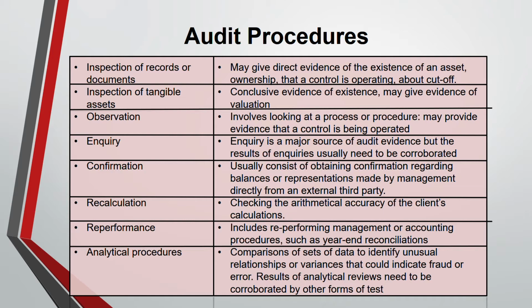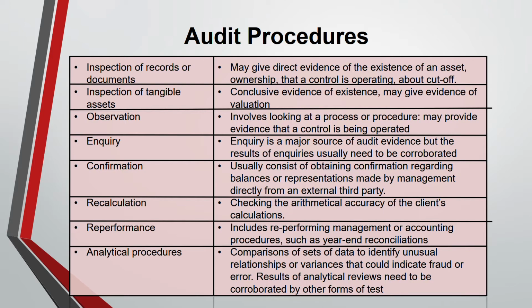This also, you need to collaborate with other forms of test, the results of analytical review. You cannot use the results of analytical review in isolation. Okay, you have to do other forms of test as well, because the ratios you are calculating based on the numbers, those numbers can be wrong. So you need to check first whether those numbers are correct or not. So for that you have to do other forms of test as well.